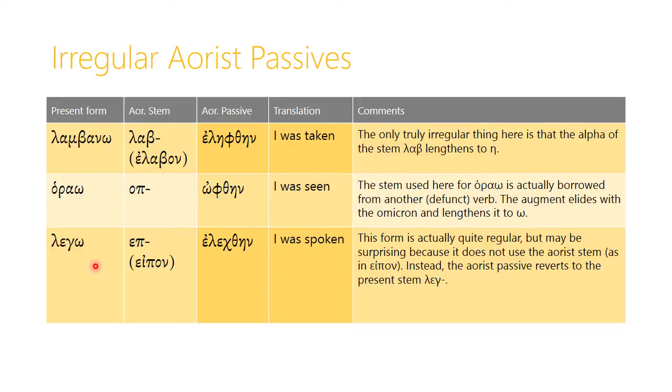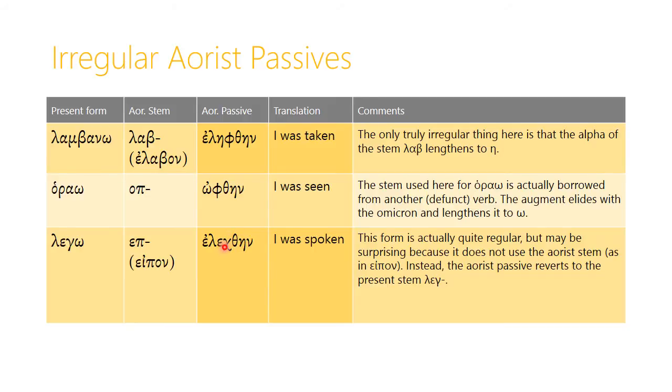Lego is a slightly different issue, although again it's surprising. The aorist stem of Lego is ep, and that is how we get the aorist active indicative form apon. But we don't use that ep stem to form the aorist passive. For some reason with Lego, we go back to the present stem. And this doesn't happen very often at all. But with Lego, we go back to the leg stem instead of using the aorist stem ep. And so then we add the augment, an eleg, and then we add thane on the end.